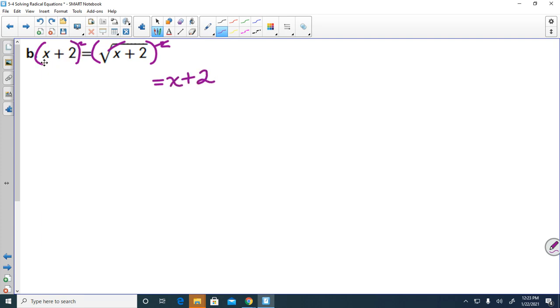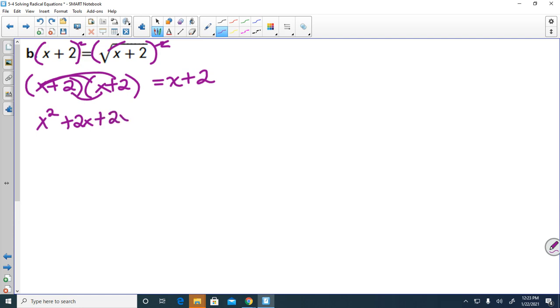On the left side, I need to square the quantity x plus 2. There are two terms here. I'm squaring the whole quantity, not each one individually. So because I'm squaring this entire quantity, I need to multiply x plus 2 times x plus 2. So square it. So then multiply that out. X times x is x squared plus 2x plus another 2x plus 4 equals x plus 2.